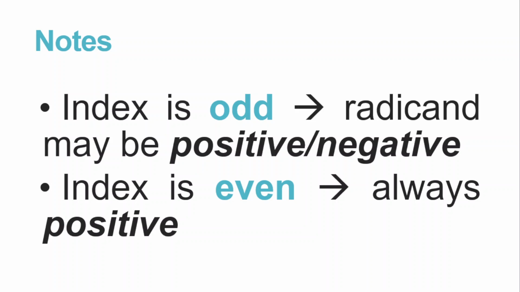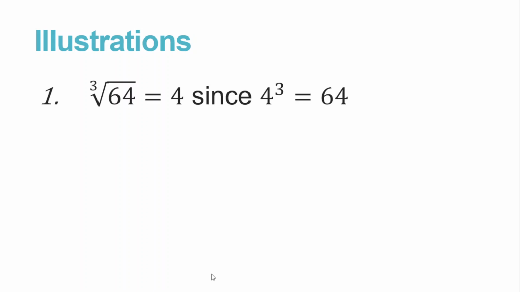So if the index of the radical is an odd number, then the radicand may be positive or negative. But if the index of the radical is an even number, then the radicand may not be negative, since no even power of a negative number gives a negative result. Sorry about that. Here are some quick illustrations. Let's say we have the cube root of 64. That is equal to 4, since 4 cubed is 64.